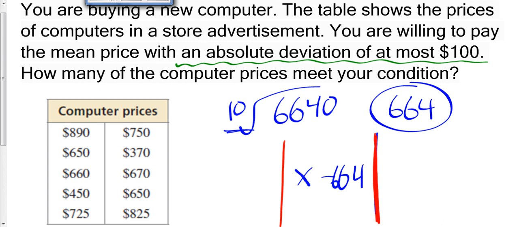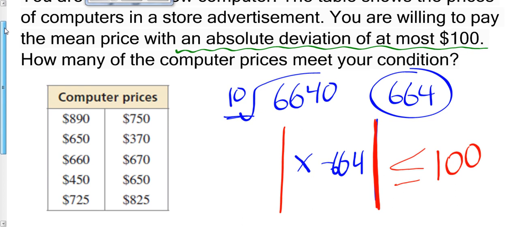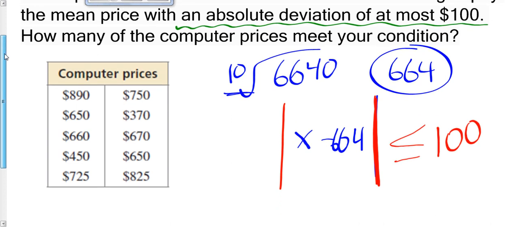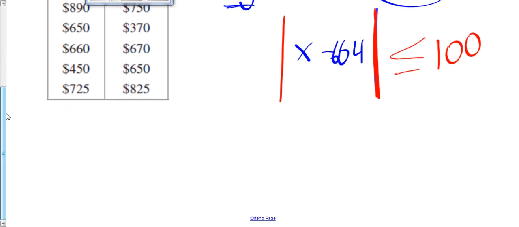So maybe I paid a little extra, maybe I paid a little less, right? And I want that difference to be less than or equal to 100. I don't want to pay way more or way less. I'm hoping this will come out to a computer that is either, I don't know, maybe 764 or maybe 564. Let's just try to solve that and see if it works. Are we on to something?